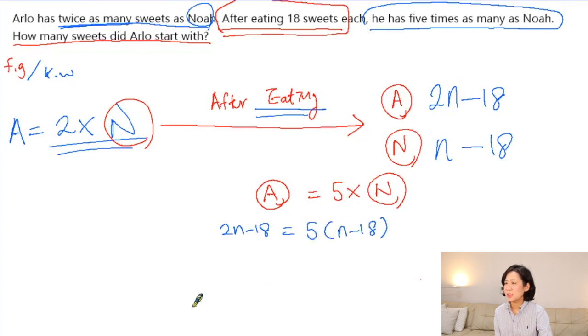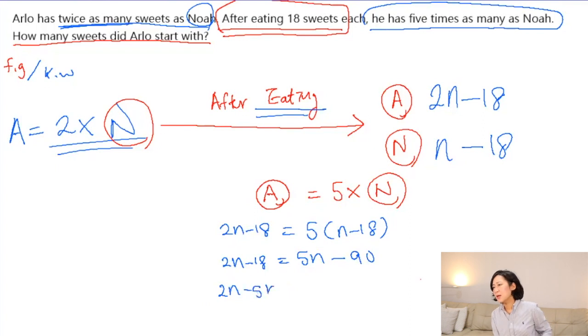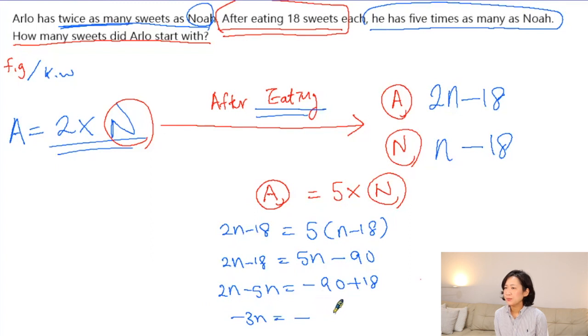Let's simplify these expressions into an equation. 2n minus 18 equals 5n minus 5 times 18, which is 90. So let's put all the n's on the left and numbers on the right. Then 2n minus 5n is minus 3n, equals minus 72. Then n equals minus 72 divided by minus 3. It gives you 72 divided by 3, which is 24.